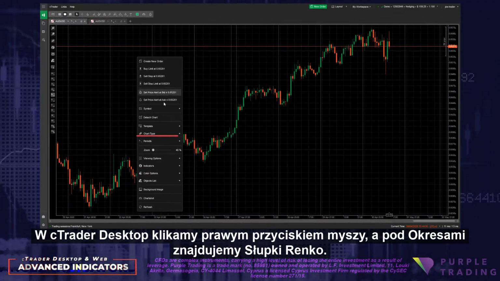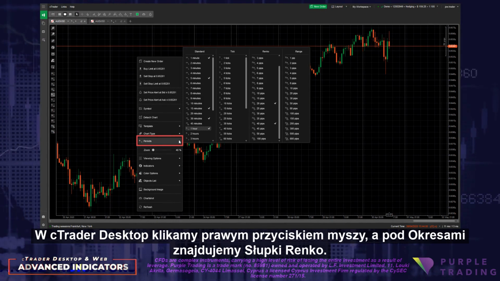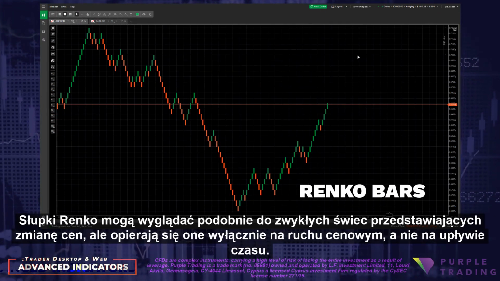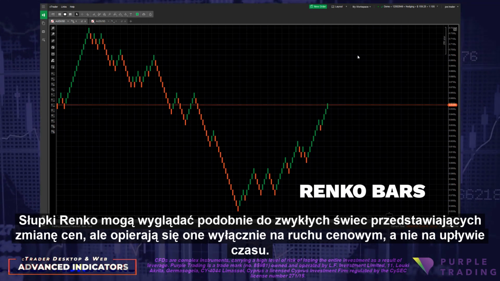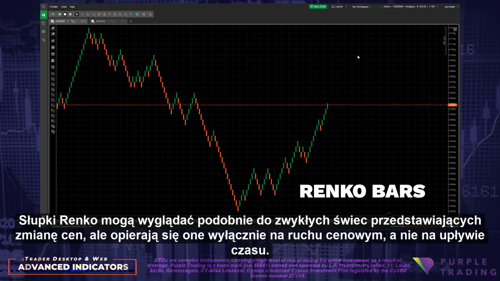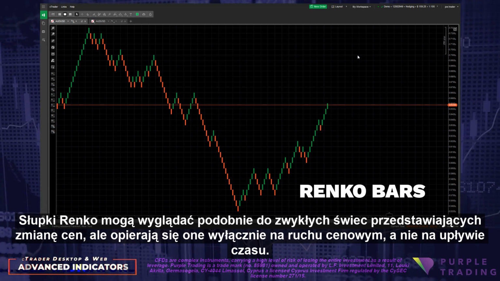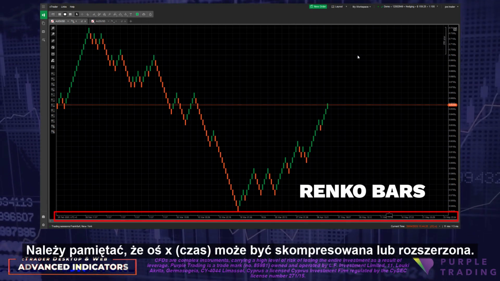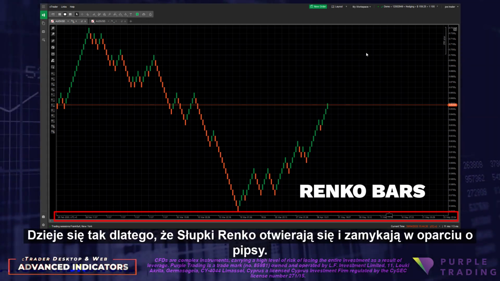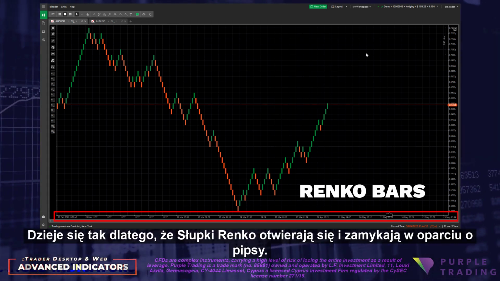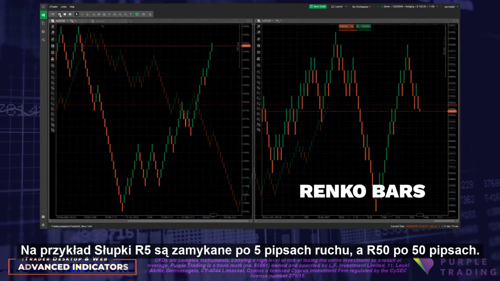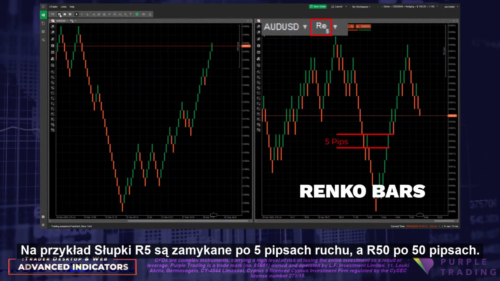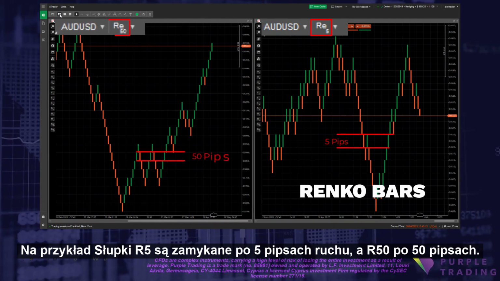In cTrader Desktop, we right-click, and under Periods, we find Renko bars. Renko bars may look similar to normal price action candles, but they are based purely on price movement and not on the passage of time. You will note that the x-axis, time, may be compressed or expanded. This is because Renko bars open and close based on pips. For example, R5 bars are closed after 5 pips of movement, and R50 bars after 50 pips.